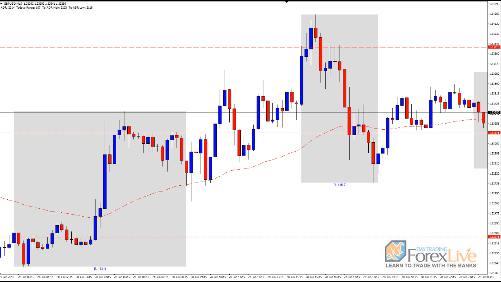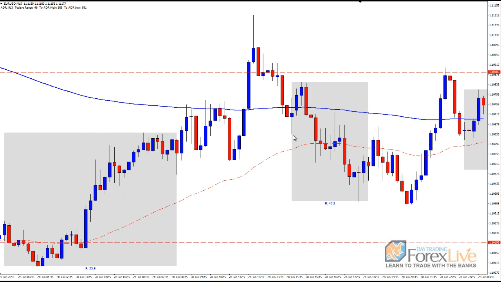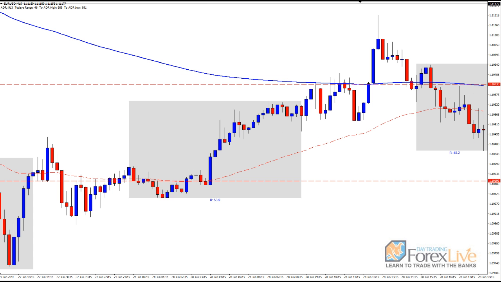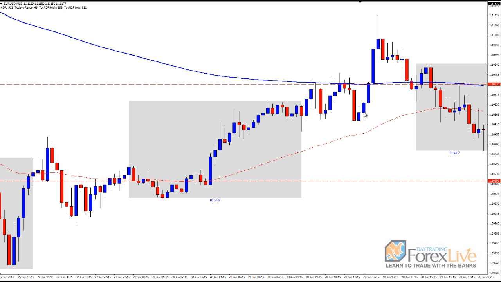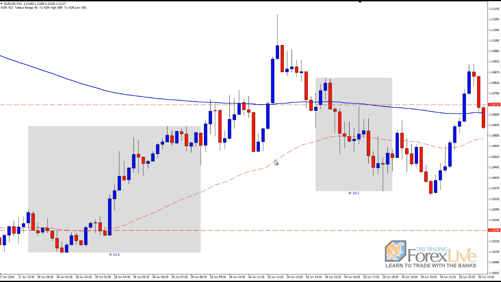It was on the euro. And so here's the euro at 1.1073. And I'll drag over the daily market preview from that day. You can see that 1.1073 was a valid upper point at that time. And so we go over to the euro on the 28th of June, 1.1073.